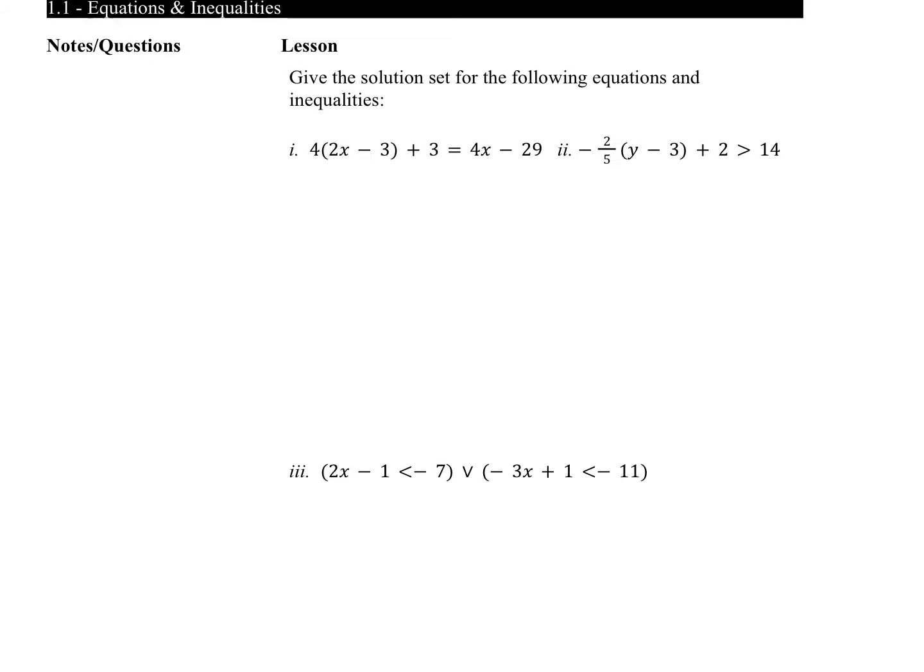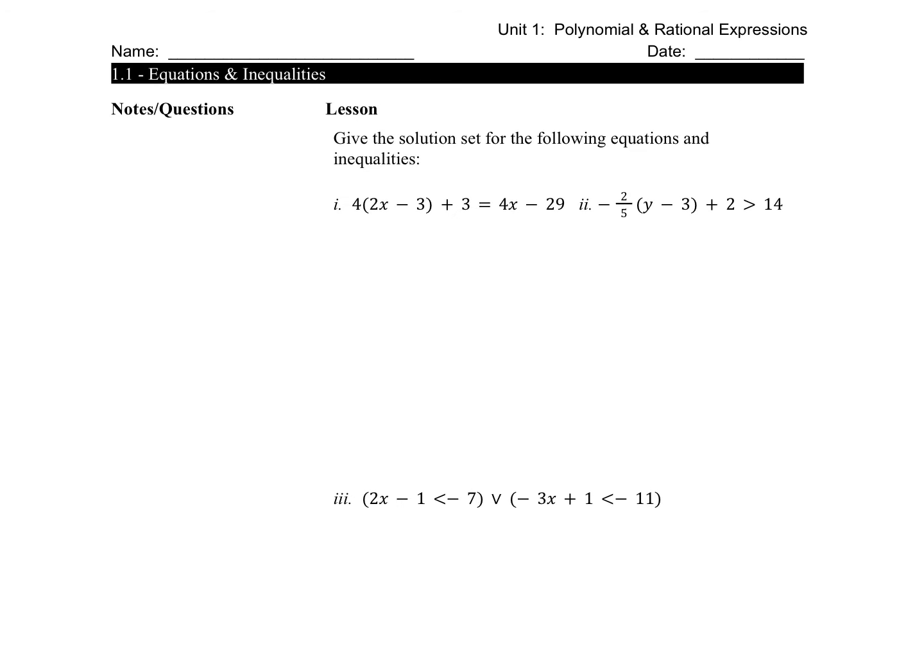Okay guys, what we're going to do today is work through lesson 1.1, or at least the beginning of lesson 1.1. A lot of it is going to seem like review, and we're not going to finish all of this, but we are going to do the first two problems in the lesson and then some practice problems. So before tomorrow, we'll at least have that done.